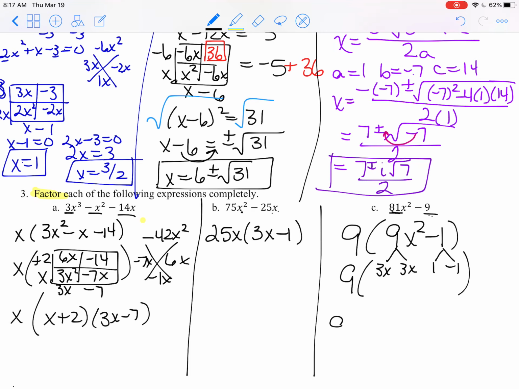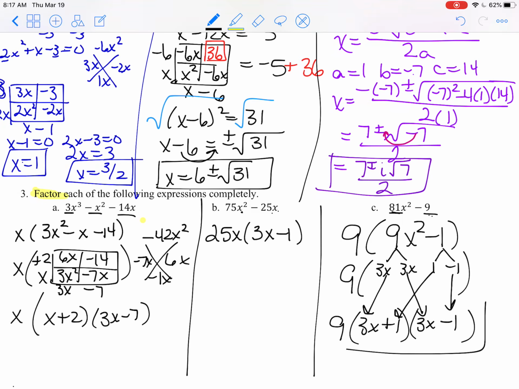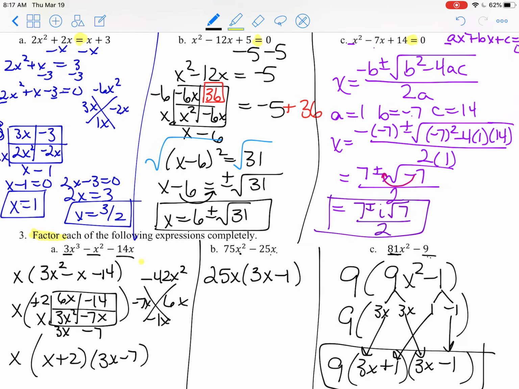So to make your parentheses, I'm just going to go 9, and I'm going to put my two parentheses. I'm going to take the 3x here. I'm going to take this 1. That's a positive 1, so put plus 1. Take the 3x here and bring down the negative 1. And there it's factored. Okay? Alright, that's it for factoring.